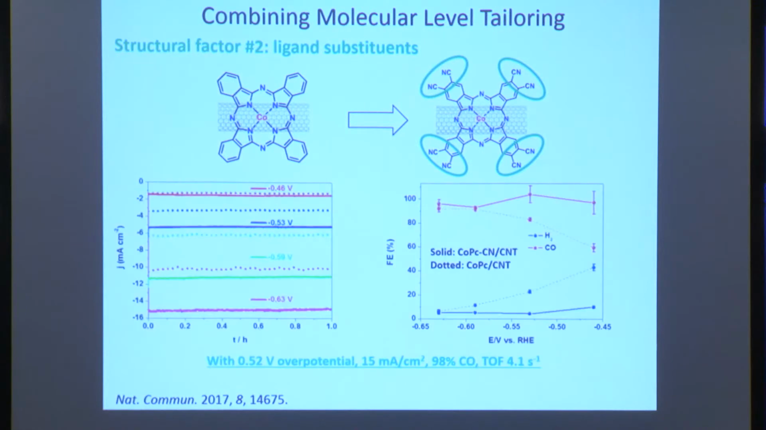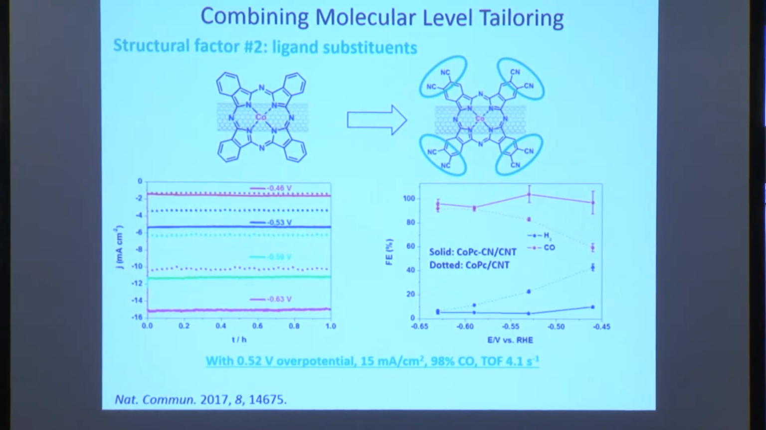And with that, we can increase the activity, right? Especially at this low overpotential range, you get a higher current density and a higher selectivity because the cobalt 1 is easier. So now we actually have a catalyst that is highly active, with larger current density and high selectivity, but it is also actually molecular in nature.